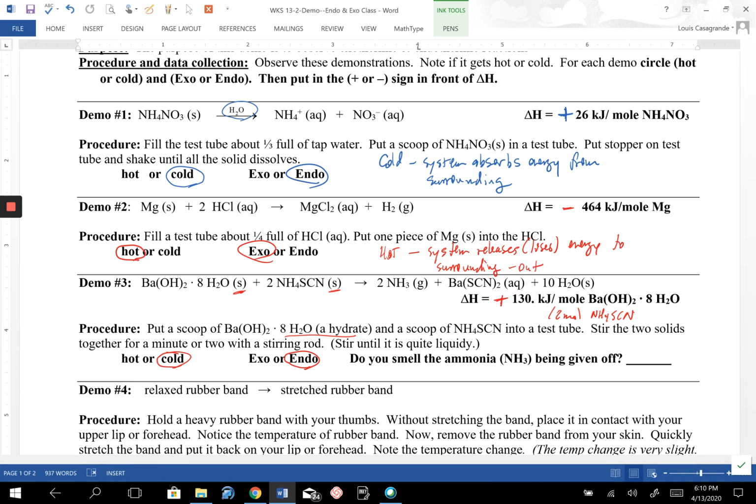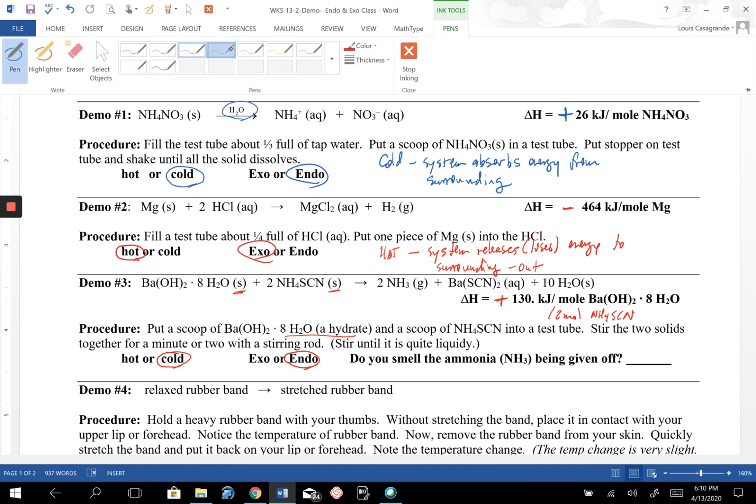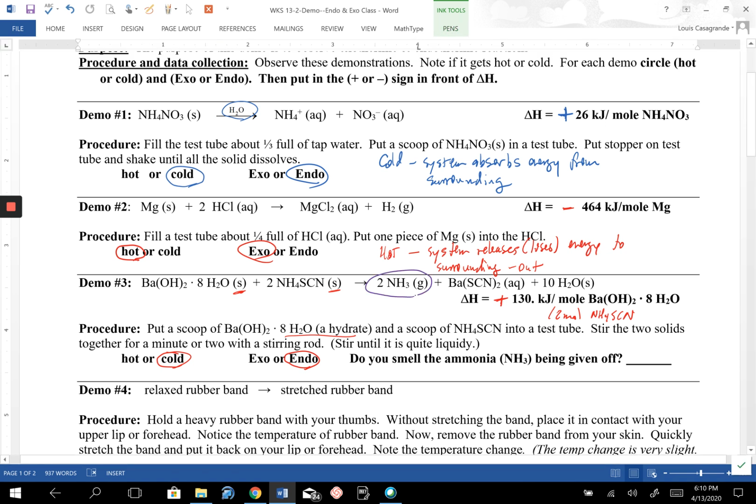And as Dr. Showalter mentioned, we smelled ammonia coming off, and you can't, but let's just put a Y, put a yes. Okay, why am I not writing? Put a yes in there. Let's pretend we smelled the ammonia.